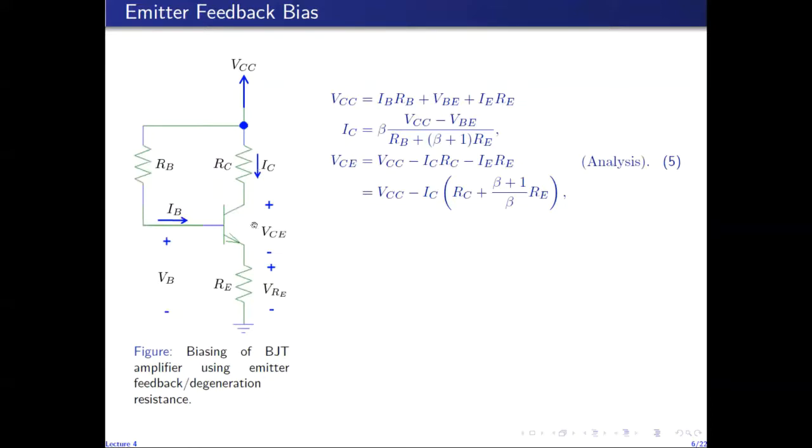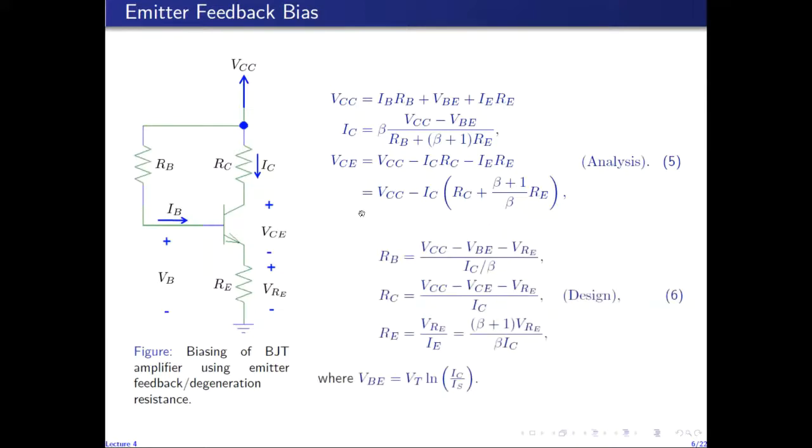And similarly, we can write a voltage equation around this loop to get VCE. So VCE is given by VCC minus the drop across RC minus the drop across RE. So again, IE can be related to IC through beta because IE is IC over alpha and alpha is beta over beta plus 1. So we get this expression for the output collector emitter voltage. So this gives us the bias point of this circuit given RB, RC, and RE.